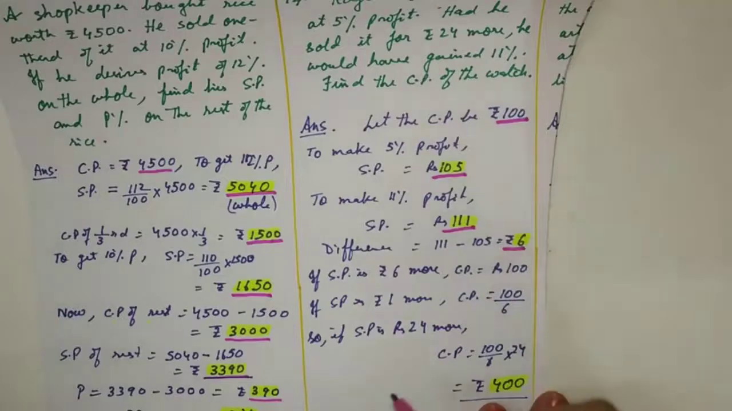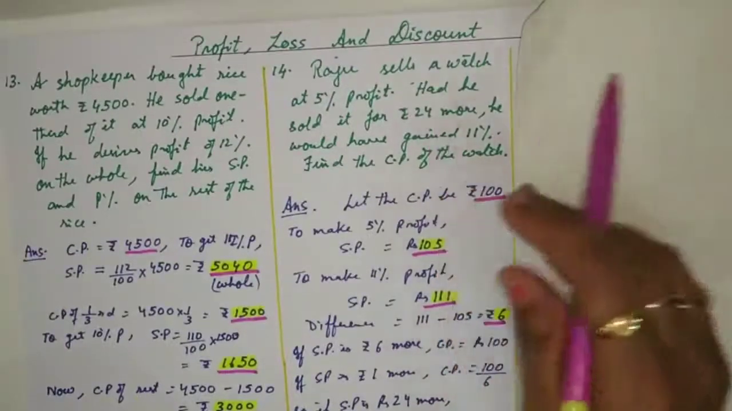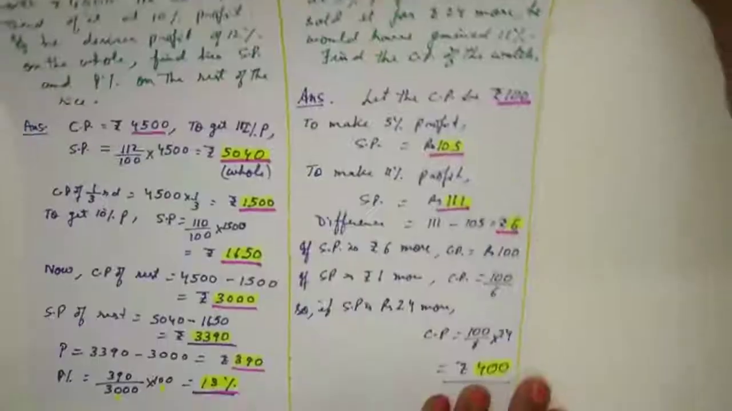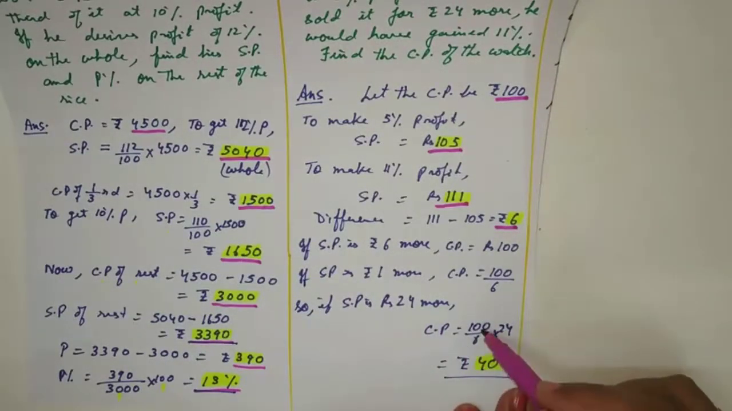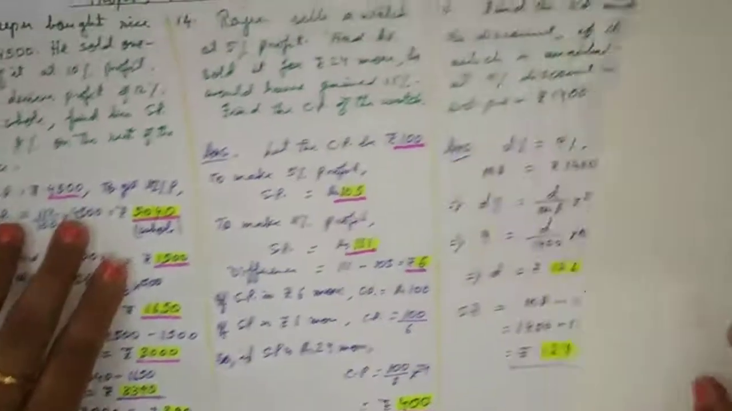But according to the question, his selling price was 24 more. So if the selling price was 24 rupees more, the cost price should be 100 by 6 into 24. The next question.